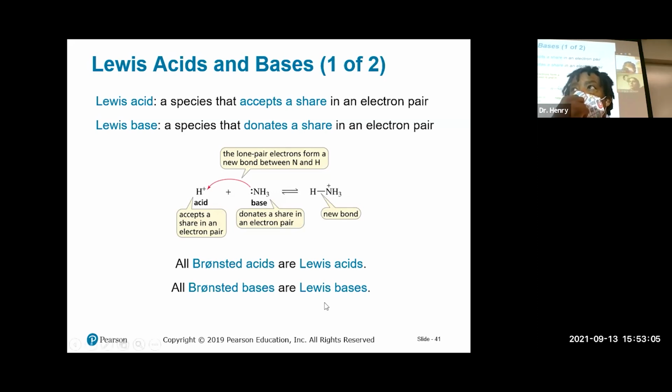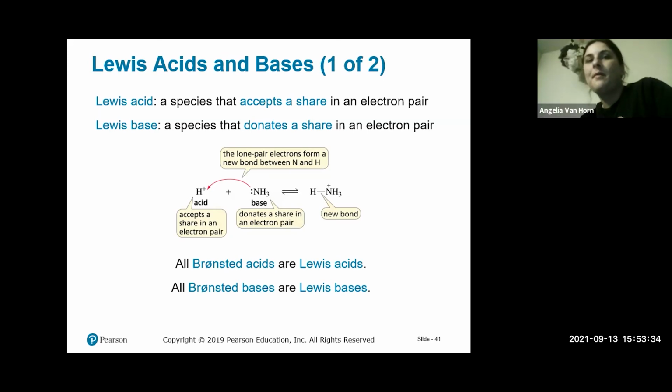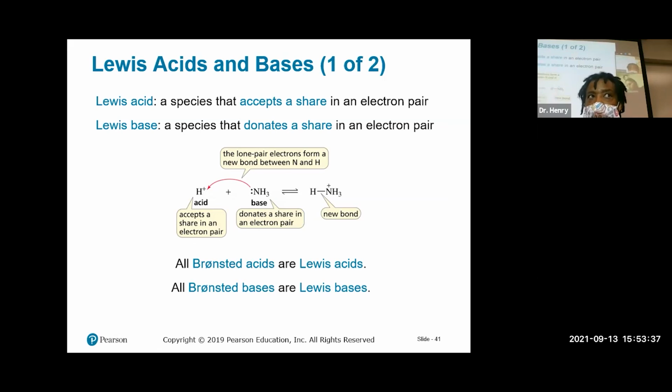Bronsted is another way of defining acids and bases. All Bronsted acids are going to be Lewis acids, and all Bronsted bases are going to be Lewis bases. There are two guys that came up with the same idea of using electrons as the way of defining the acid. So if it's accepting electrons, is it an acid or a base? Acid, that's right. Acids accept, bases donate.